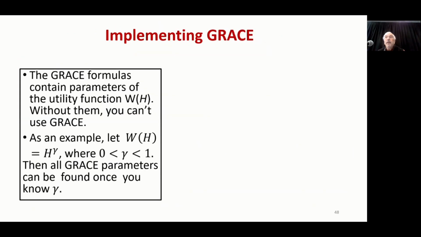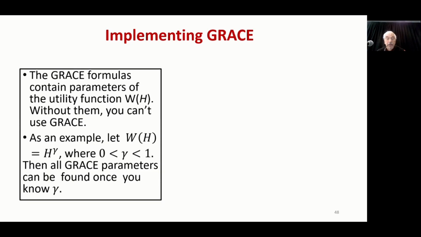So to implement Grace, and I know this question will likely come up later, you need to have a utility function in health. That's the one thing that we need, to get an estimate of the parameters for that. For example, in a really simple case, if that utility function says that the utility is H raised to the power gamma, with gamma between 0 and 1, then that's the utility function. For example, it could be that utility is the square root of health, and you see the diminishing returns built in. But once you know the value of gamma in this particular function, you know everything you need to do Grace.